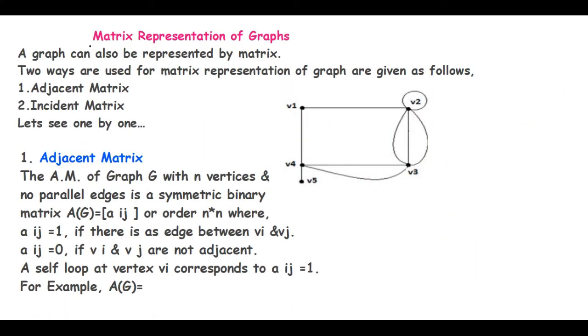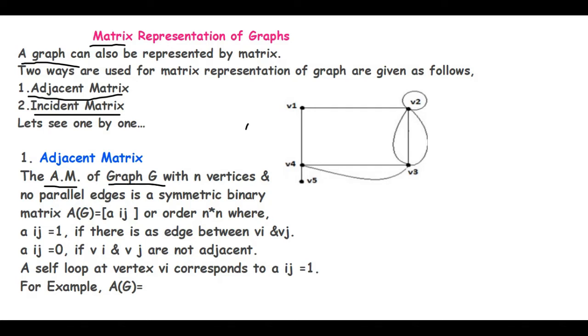Today let's see what is matrix representation of graphs. So we also know that a graph can be represented by a matrix, but there are two ways where we can represent it, that is using the adjacency matrix method and the incidence matrix method. So let's see one by one. So the adjacency matrix, the AM, is nothing but the adjacency matrix of graph G.